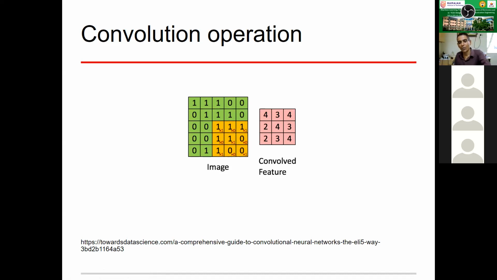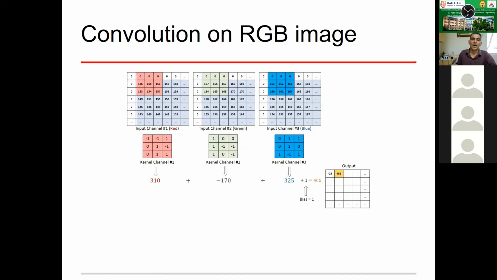We can do the same thing for an RGB image. And these are the different convolution kernels: -1, -1, 1, 0, 1, -1, 0, 1, 1. So we'll take this kernel, place it at a location, and we'll compute the element by element product of this matrix with the image matrix, and sum up all those values, and that is put in the output.